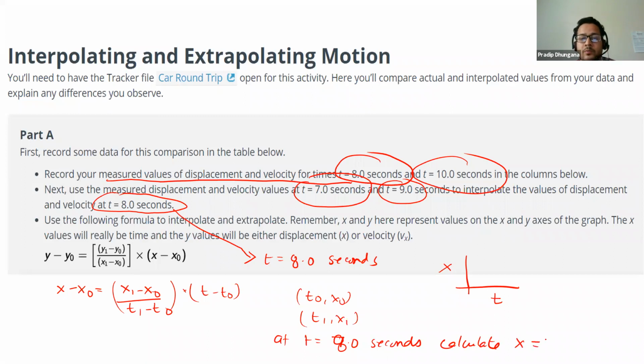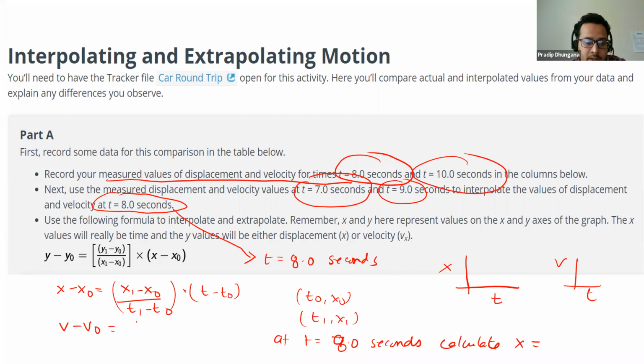X. So that would be the goal whenever you need to calculate your displacement and velocity at t is equal to 8 seconds. Similarly, when you want to calculate velocity at t is equal to 8 seconds using interpolation, you will modify this equation in that way. You will replace your v versus t graph. That would be easier. Here your velocity is your dependent variable and time is your independent variable. So you'll replace your y with velocity.